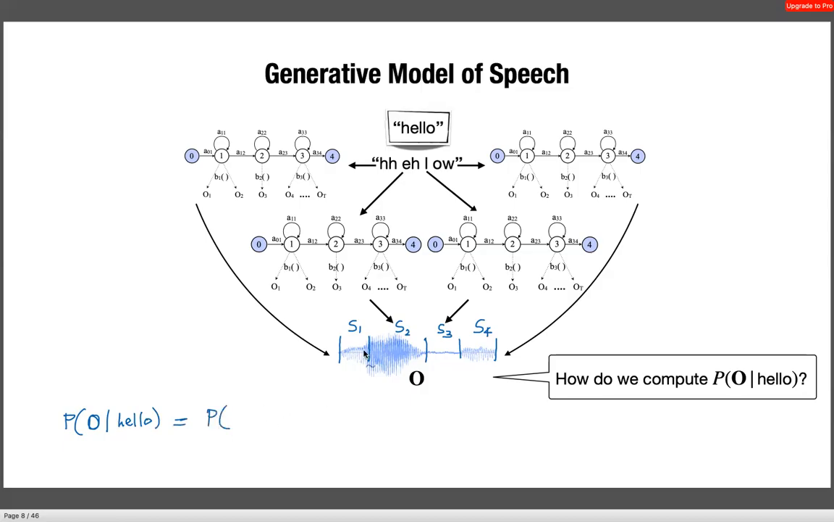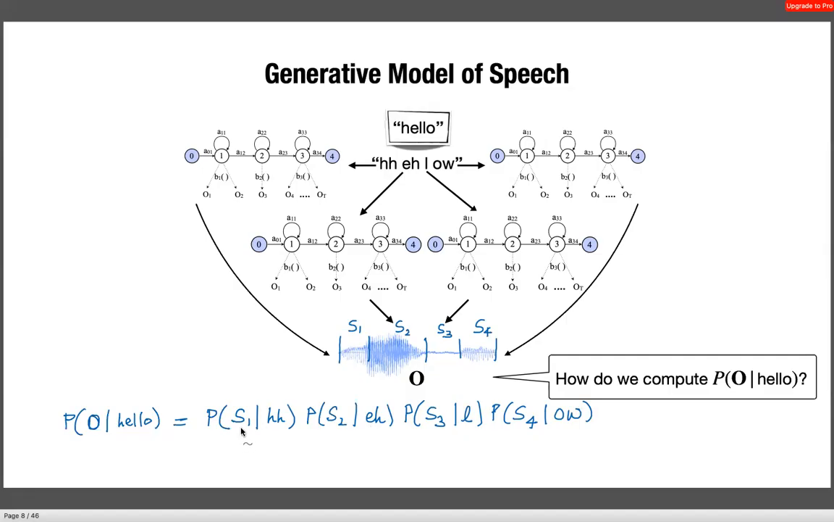I'm looking at the probability of, and here, of course, I'm assuming that I've been given this segmentation. So what is the probability of S1 given the phone HH, times the probability of S2 given the phone EH, times the probability of S3 given L, times the probability of S4 given O. And here, of course, I'm breaking this up as this product by making some conditional independence assumptions.